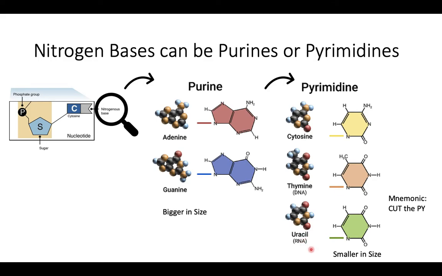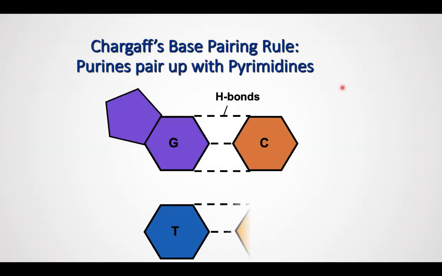The way I like to remember who the pyrimidines are is by using this mnemonic, cut the pie. Cut stands for cytosine, uracil, and thymine, and pi stands for pyrimidine. It's just an easy way for me to remember it. Now, before we solve, let's go back and look at the purines pairing up with the pyrimidines, which we now recognize as Chargaff's rule. G pairs up with C in a triple hydrogen bond, and A pairs up with T in a double hydrogen bond.